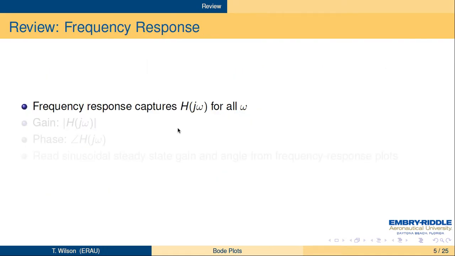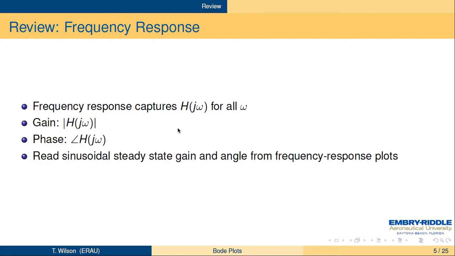So this captures H of j omega for all omega, if you plot it over a large enough range of omega, and the gain is the magnitude of H of j omega, and the phase is the angle of H of j omega. So we don't have to limit this to a particular frequency omega A. We can do this for a large range of frequencies. And then you can pick out the sinusoidal steady state gain and angle from the frequency response plots.